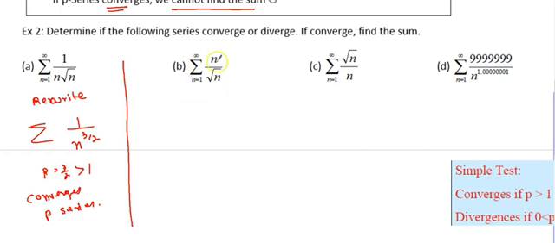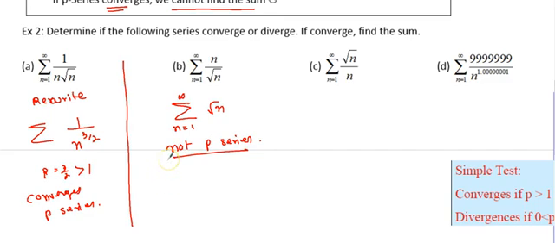The only thing you have to do is spot them. Why is this a P series? Is that really a P series? If I rewrite this, n over square root n is square root n. And this is not a P series. This is not a P series.